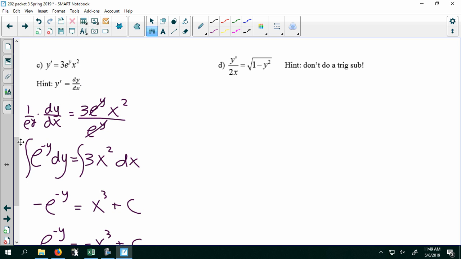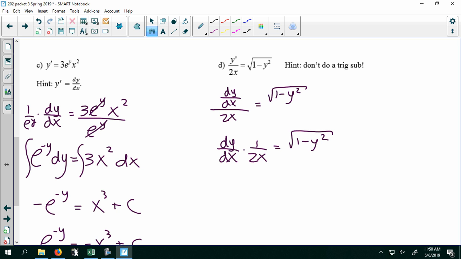Okay, part D. Again, y prime is the same thing as dy/dx. So this is dy/dx over 2x equals the square root of 1 minus y squared. So dy/dx divided by 2x, it's just a complex fraction. dy/dx is my numerator. Instead of dividing by 2x, I'm going to multiply by 1 over 2x, multiply by the reciprocal.